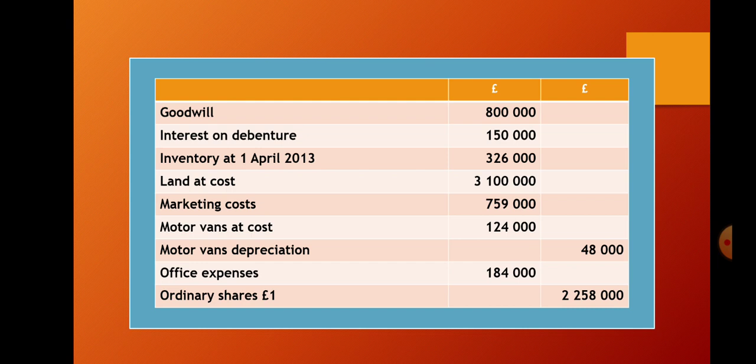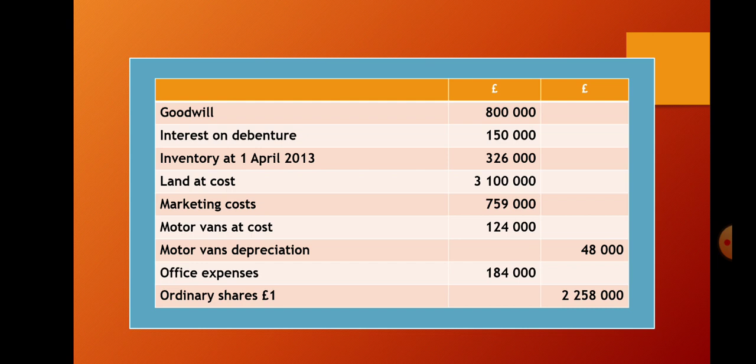Land at cost is a non-current asset, so it should be shown in the statement of financial position. Marketing costs are the expenses for selling the goods, so it should come under distribution cost. Motor vans at cost. Here again these motor vans are a non-current asset. It should be shown under the statement of financial position, but the depreciation on motor vans should be shown as distribution cost because these motor vans are used for transporting the goods. Then we can see the provision for depreciation of motor vans also. You need to adjust accordingly.